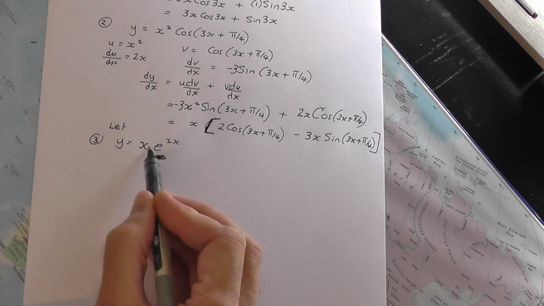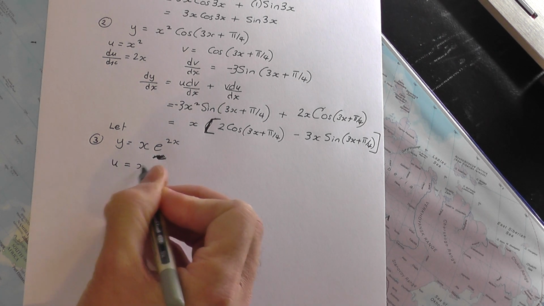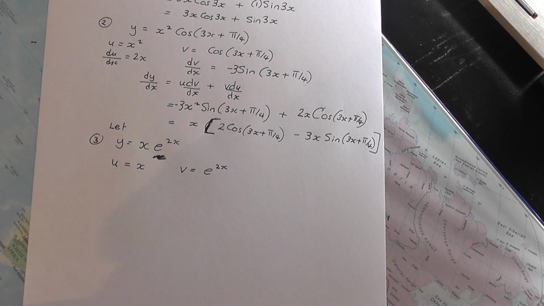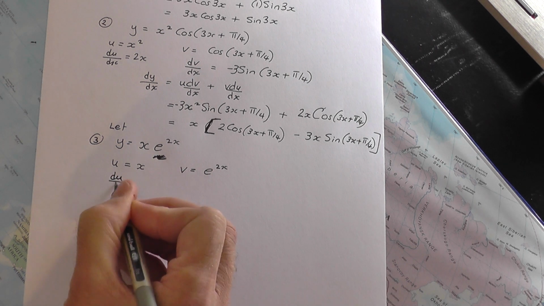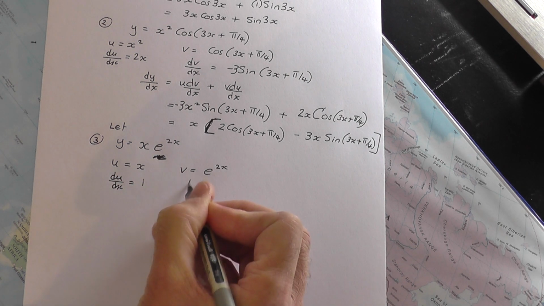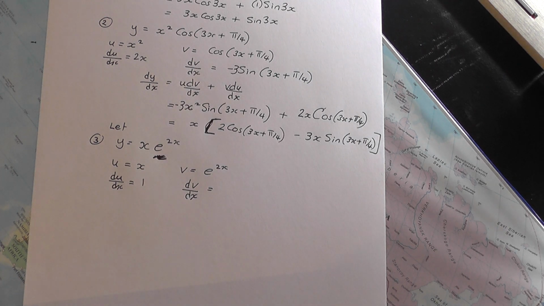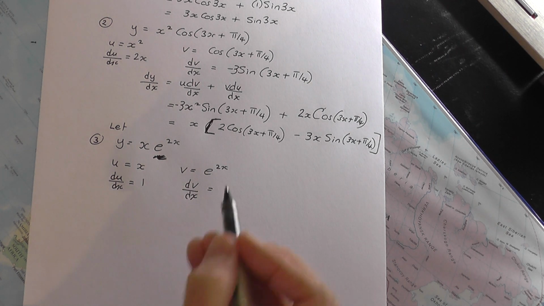Once you've got y equals that, we now proceed as previous questions. Again, it's a product of two functions, u equals x and v is e to the 2x. So you're multiplying two functions of x. So du by dx equals 1 and dv by dx will be equal to, well, we require function of a function on this.